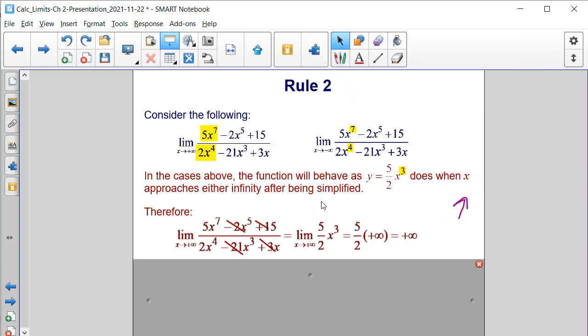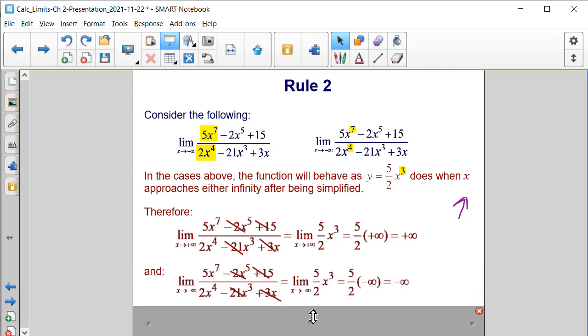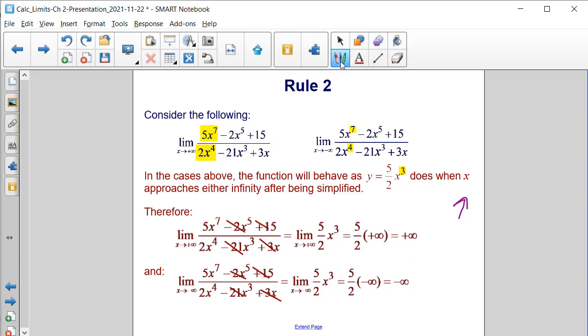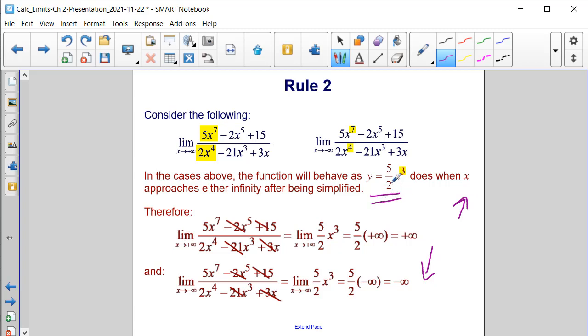Similarly, as x approaches negative infinity in this function, we can again use that simplification process that we did before to have the limit of 5 halves x cubed as x approaches negative infinity, which would be equal to 5 halves times negative infinity, using the direct substitution here, which would be negative infinity. And that's justifying the left end behavior of our simplified or reduced function that this one will generally model.